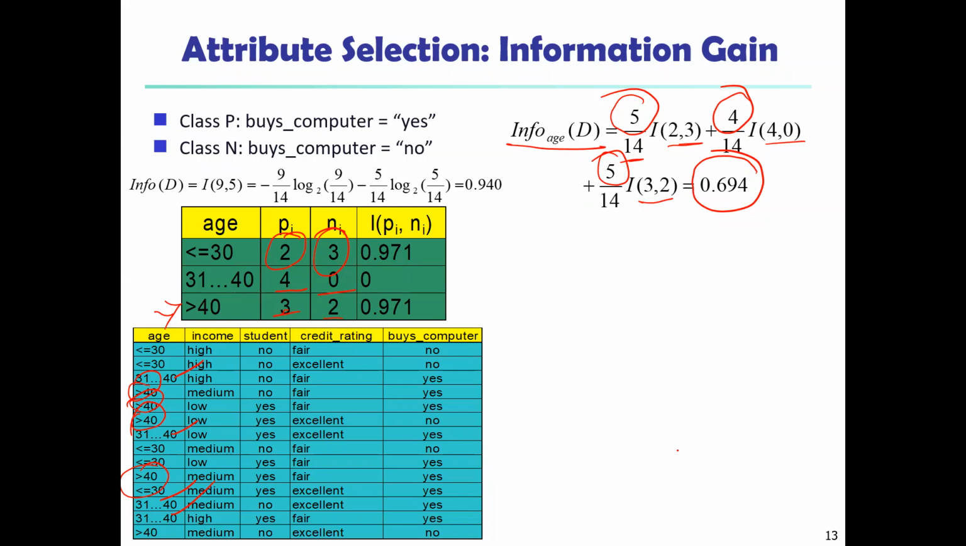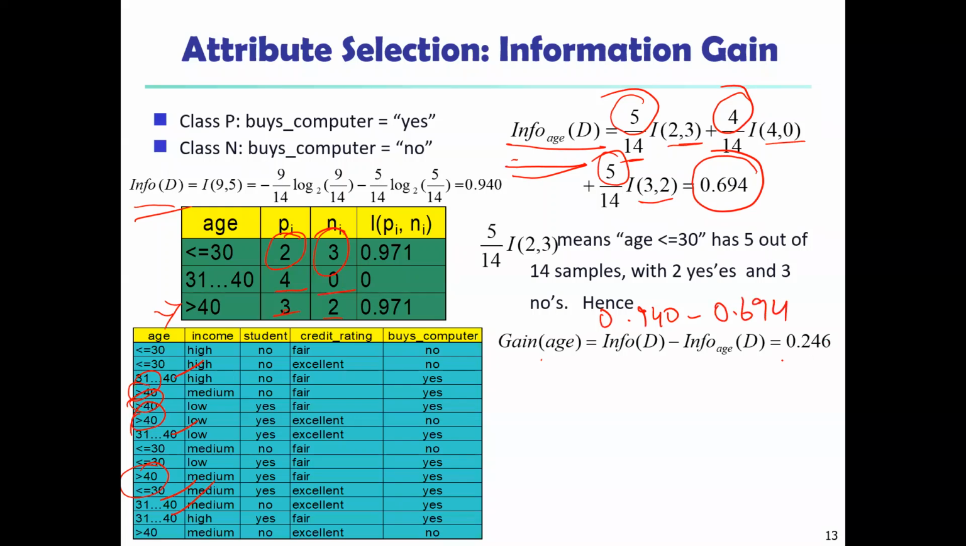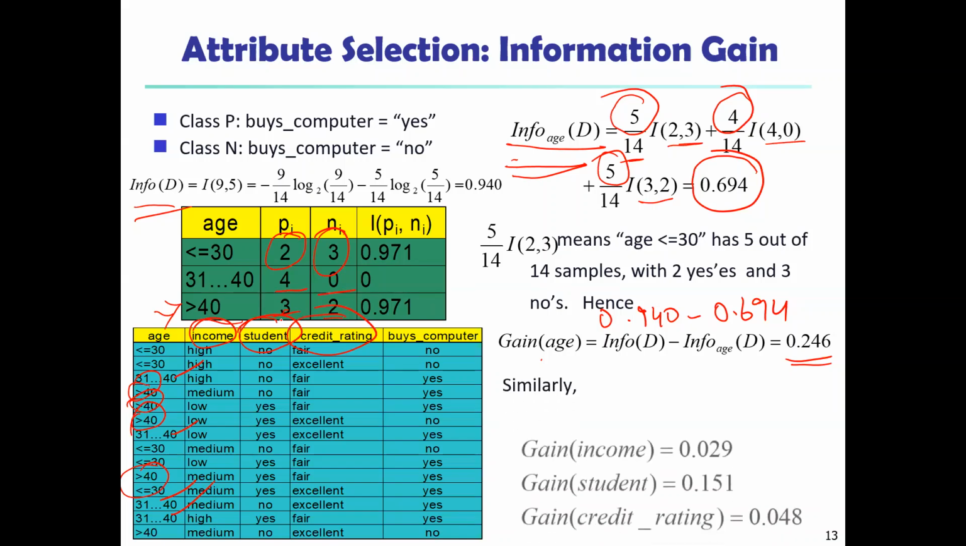Same way, we need to find it for all the remaining attributes also. And we need to find the gain here. How do we find gain? Expected information minus information needed. So 0.940 minus 0.694, we got 0.246. Similarly, we need to find it for income, for student, and for credit rating. So we got all these values.